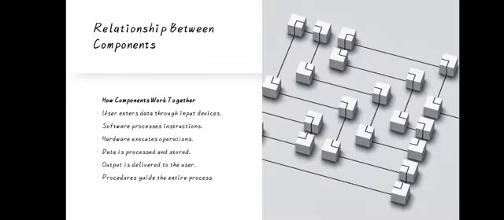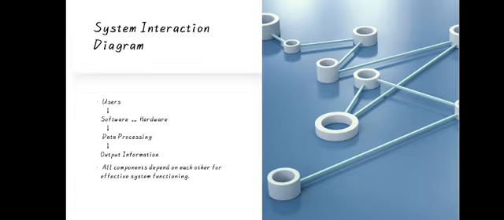How to deliver the output? Monitor view via screens or printers. These are the output devices. Procedures guide the end-to-end process. How do the components relate and work together? These are the guide for the entire process.